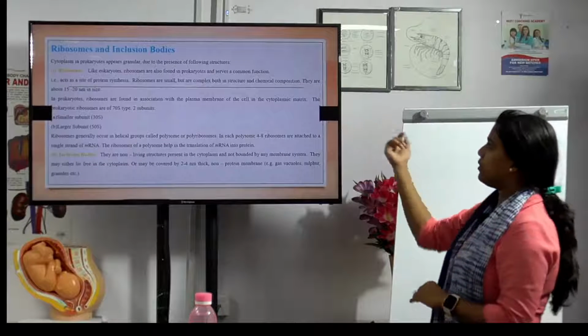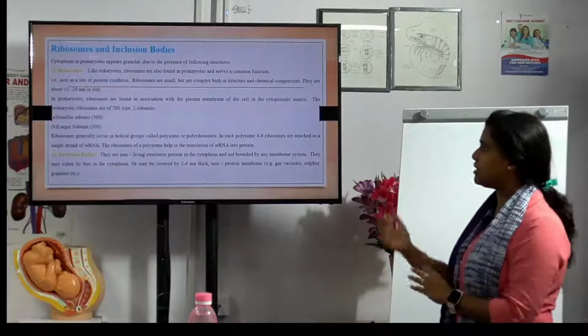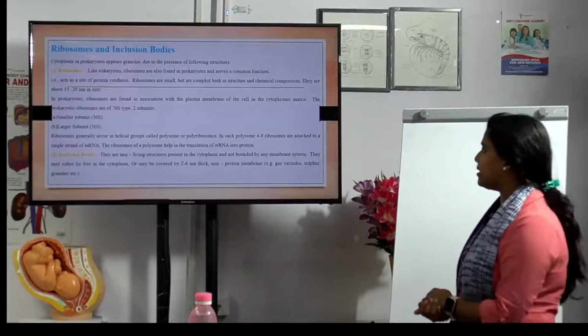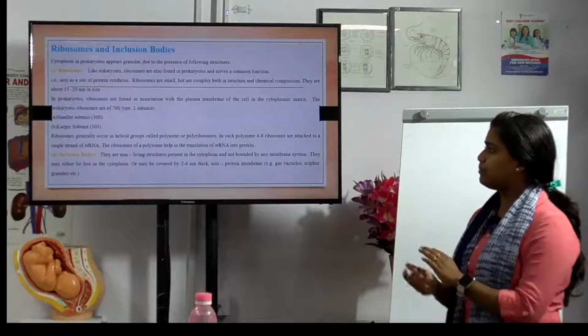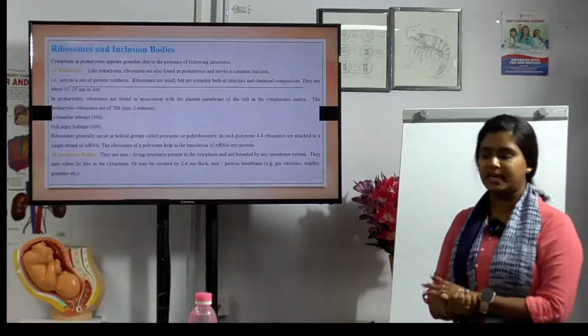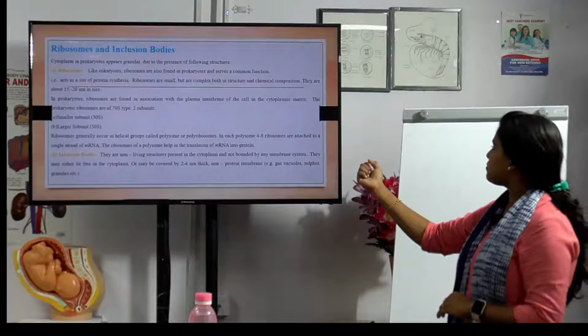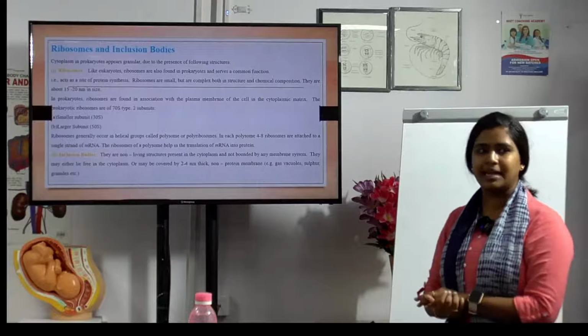And they are very small but complex both in structure and chemical composition, about 15 to 20 nanometer in size. Ribosomes have two subunits, a smaller subunit and a larger subunit. The smaller is 30S, the larger is 50S. Okay. Ribosomes occur only in helical groups. How are they helical groups?